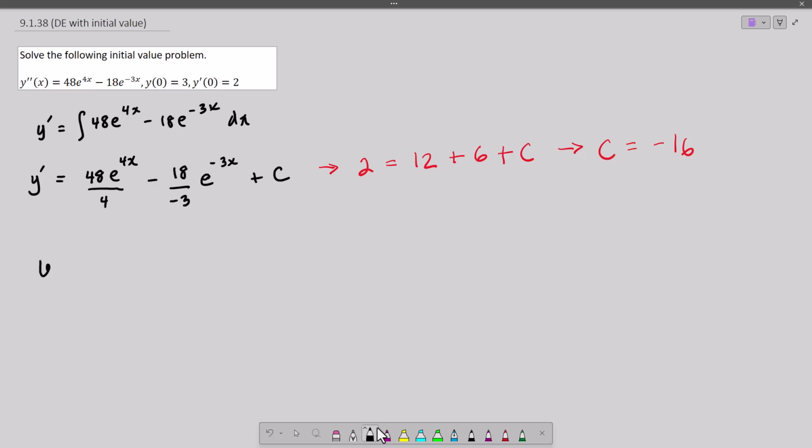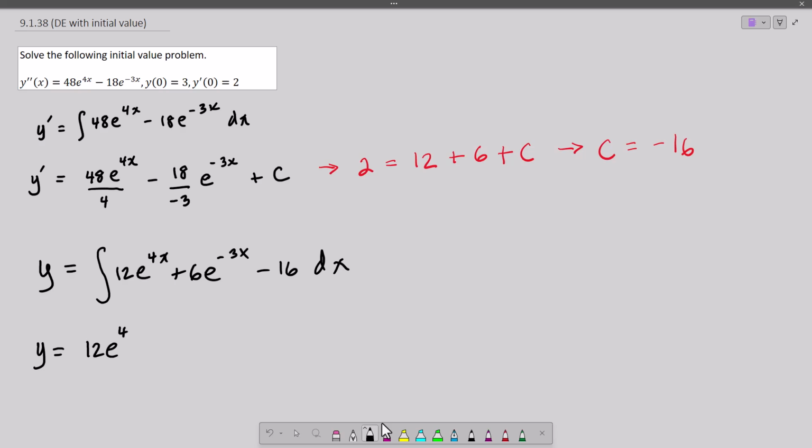So therefore y, if we integrate both sides again, the integral of y prime is y. We're going to have the integral of, let's simplify that. So we have 12 e to the 4x plus 6 e to the minus 3x minus 16 dx.